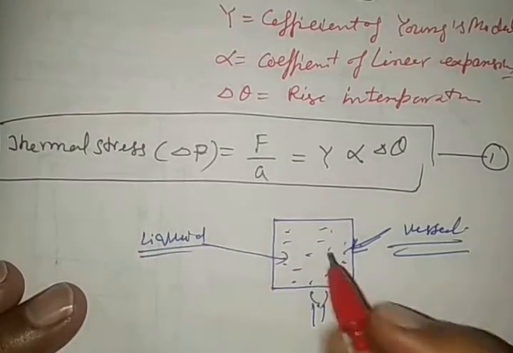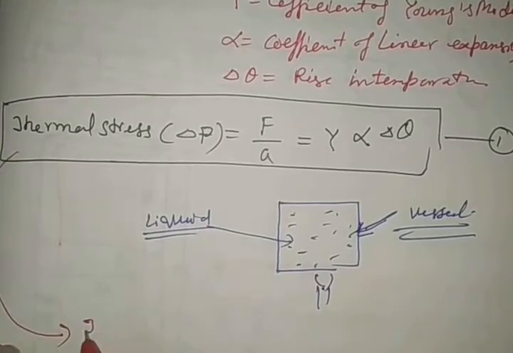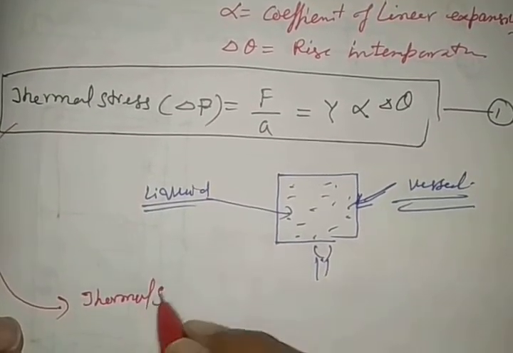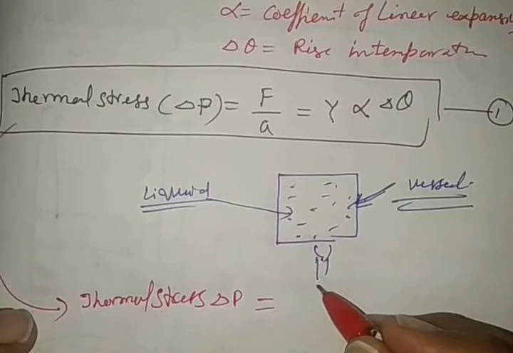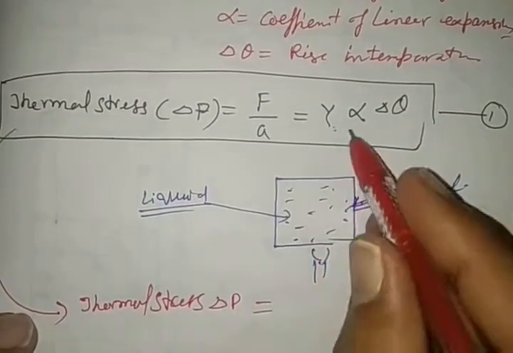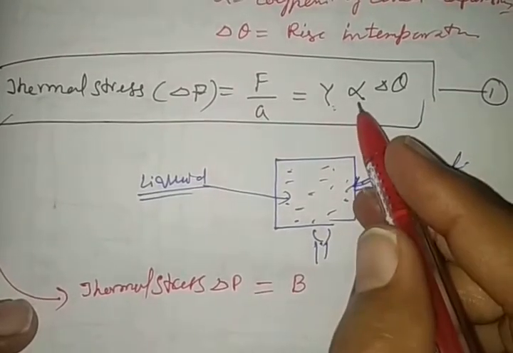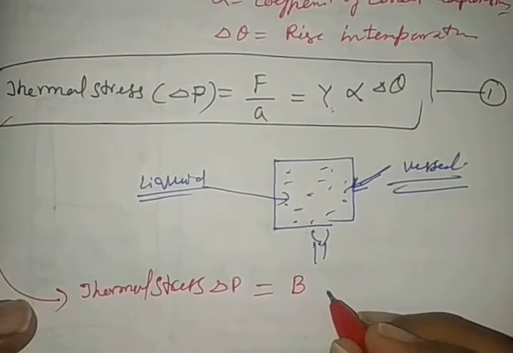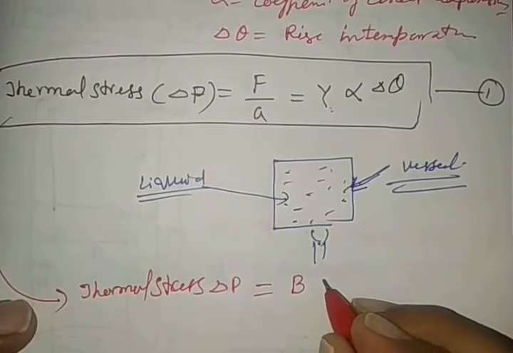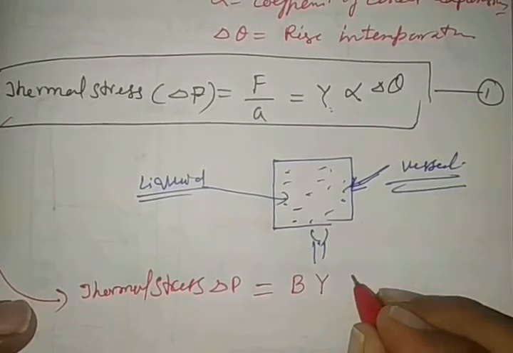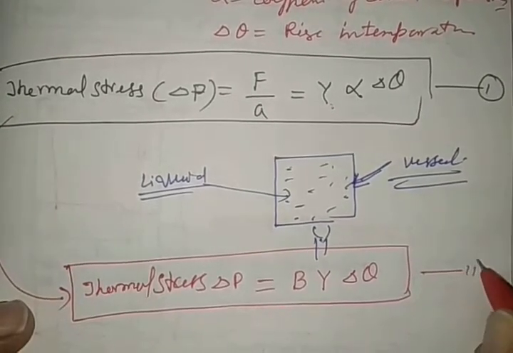In that condition, if you take a liquid, the same formula can be changed. The thermal stress delta P is equal to, see here, in place of Young's modulus we use the bulk modulus B. In place of the coefficient of linear expansion we take the coefficient of volume expansion, represented by gamma, cubical expansion, into rise in temperature, can be written in this form, and it is represented by equation number 2.